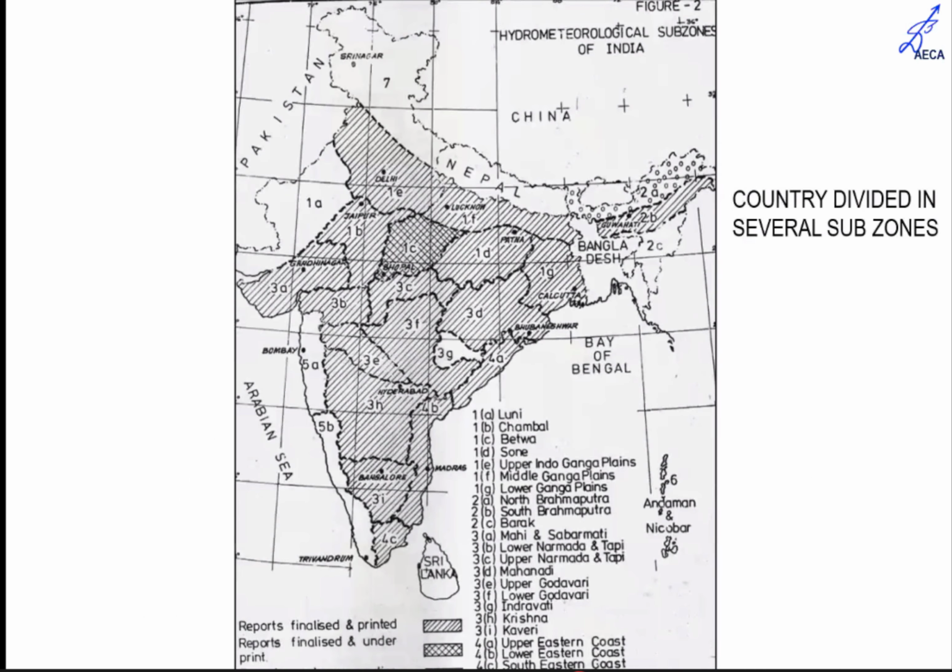The country has been divided into various subzones where all the meteorological data are available, and the basins are also identified with the rivers basically. So which river gets a major contribution from which basin. We have the Chankal River, Ganga, Brahmaputra, Sabarmati, Narmada, Godavari, Krishna, Kaveri, etc. Ours lies in this zone, subzone 3A, which is the Godavari basin, lower Godavari basin.